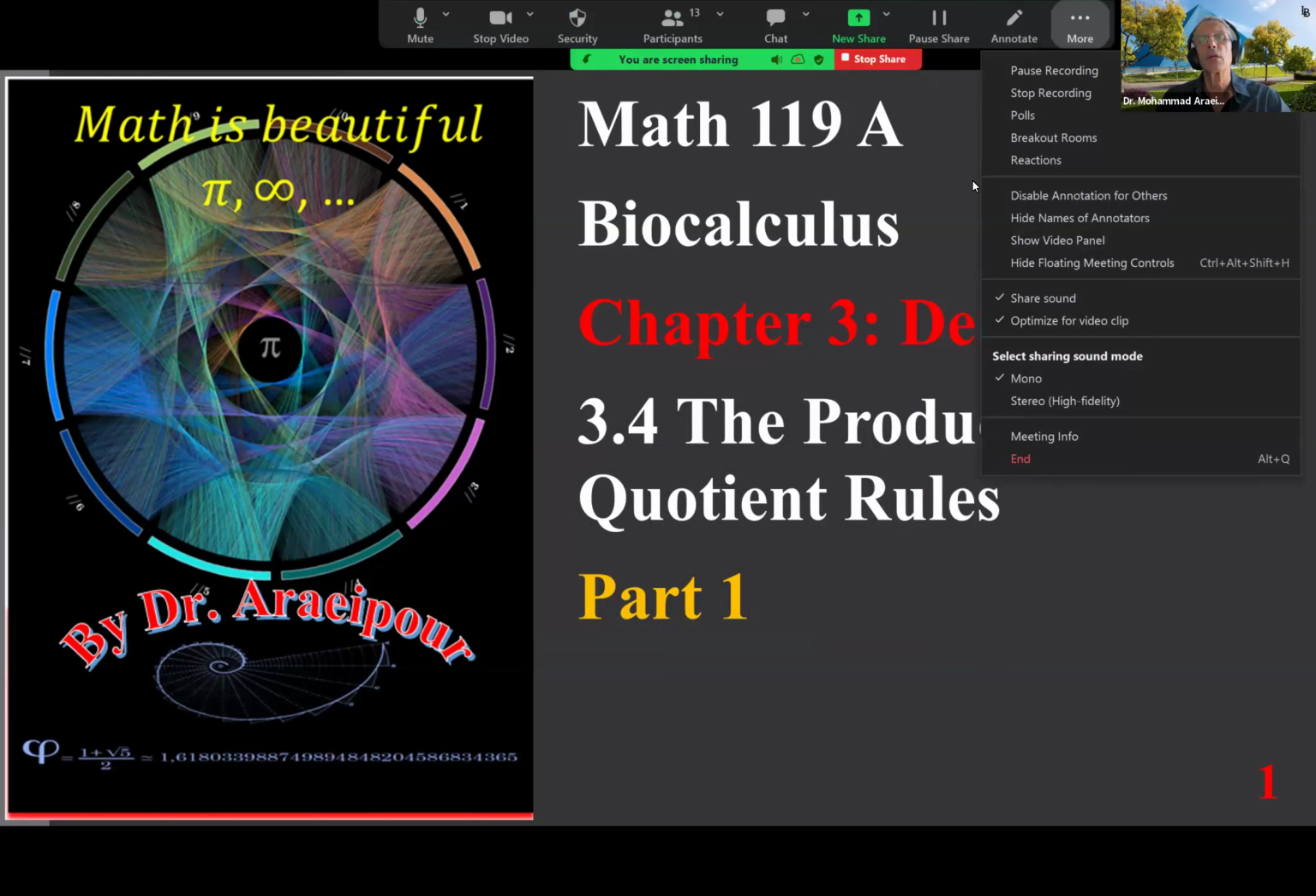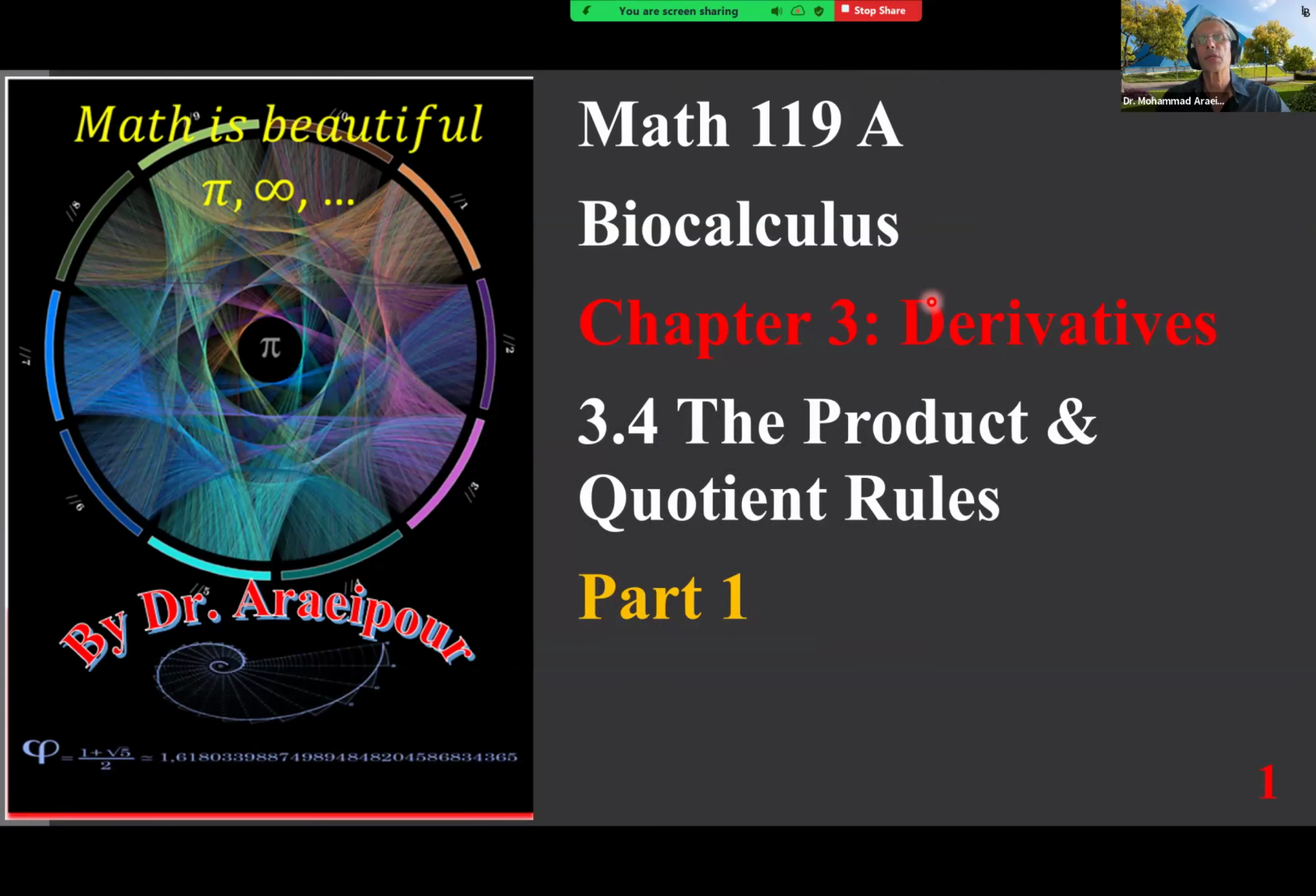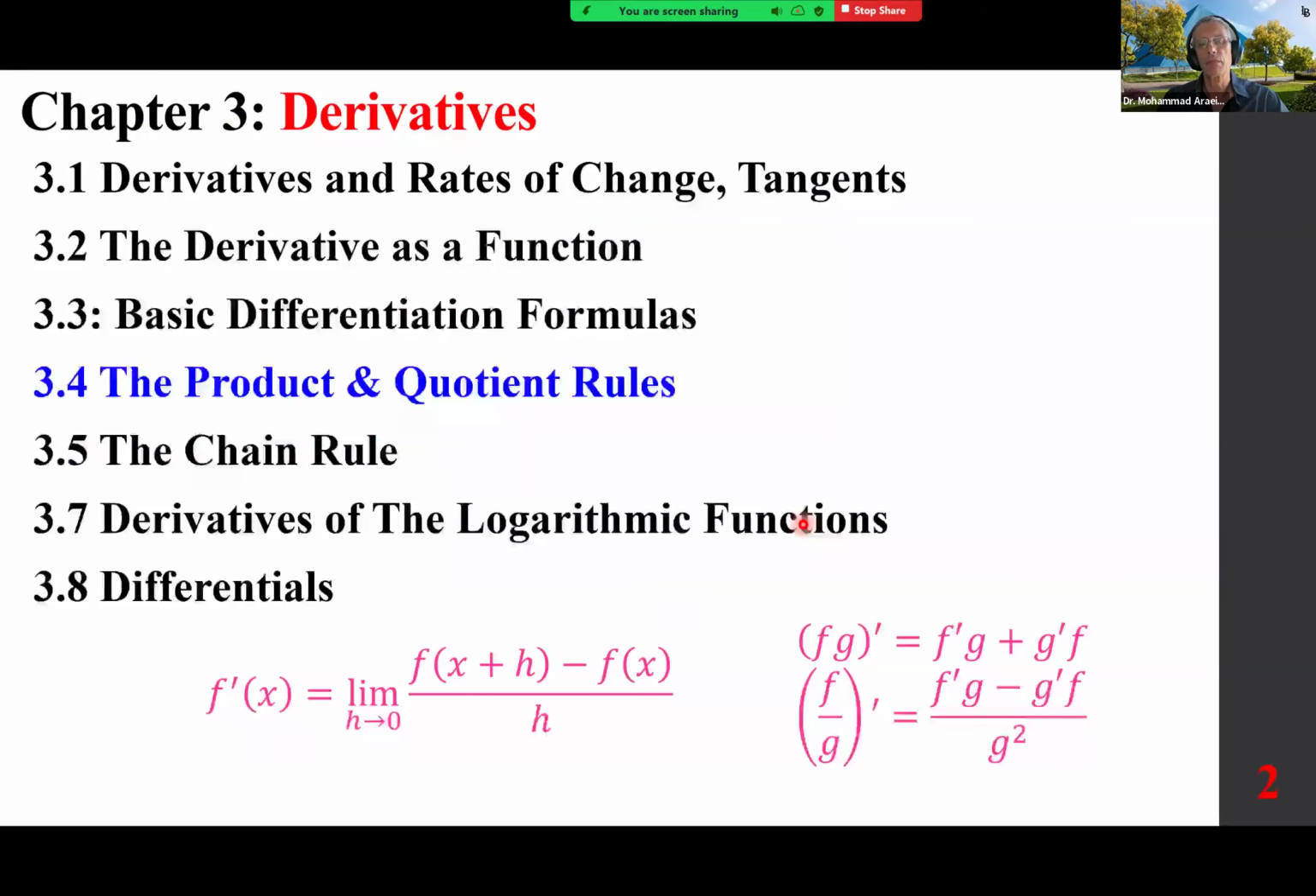Good morning, class. We are looking at Chapter 3, Derivatives, Section 3.4, the product and quotient rules. We covered derivatives and rates of change, derivatives as a function, basic differentiation formulas, and now the product and quotient rules. This is the synopsis of the two and a shorthand notation. We will go over that with more details.